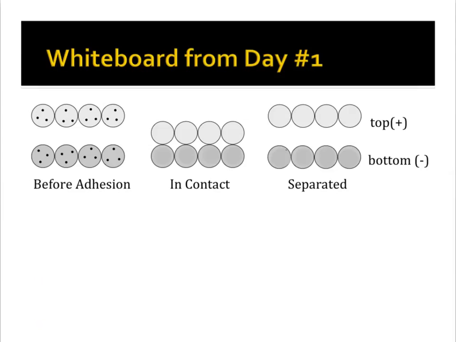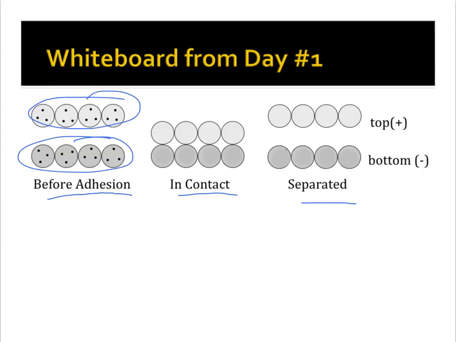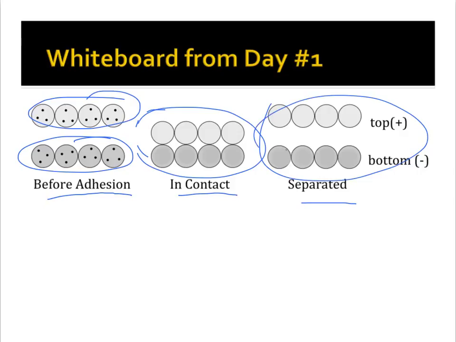So in lab, we took a piece of tape, or two pieces of tape, and we stuck them together, and then we ripped them apart quickly. So that's what we see here. We have the tape before, and then in contact, and then separated. Well, we want to know what is happening with the electrons that originally started here and here, and then what they look like when they're in contact and when we rip them apart.